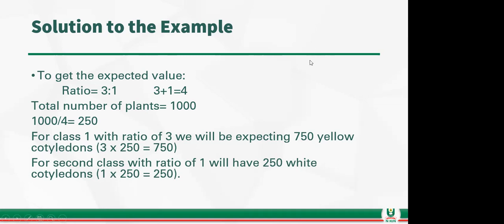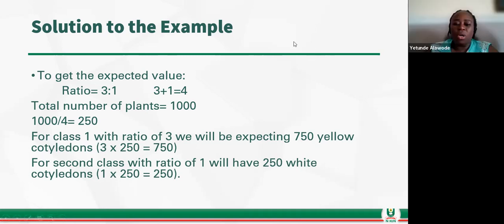Yes, ma'am. Okay, so you add your ratio together, you get your 4, because it is a monohybrid cross. Of course, you know that if it is a dihybrid cross, it is not 3 to 4 that you are going to add. But in this case, this is a monohybrid cross, so you're adding 3 plus 1 to get your 4. So you get the total number of plants. That one is always given to you. You have to know the total, and in this case, the total is 1,000. So you divide your 1,000 by the ratio that you added, and you get your 250.